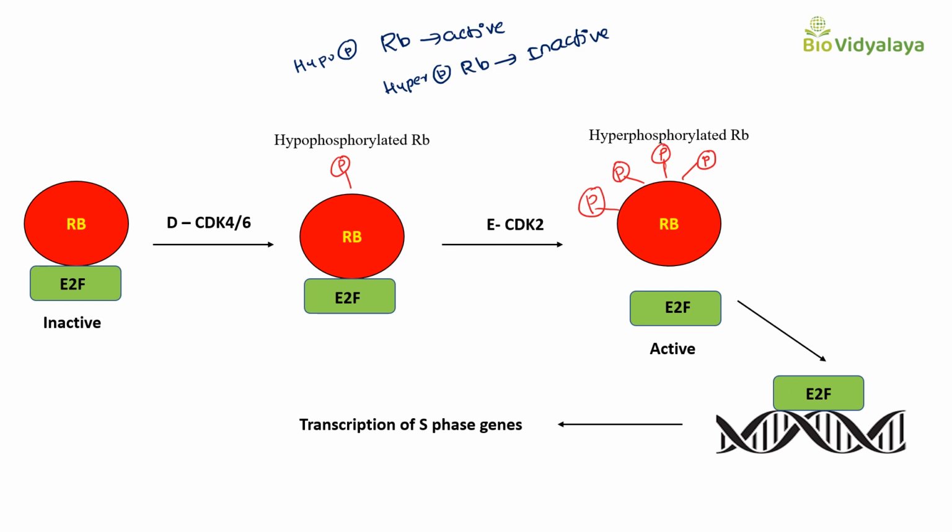But in the case of retinoblastoma cancer, this RB gene is mutated. That means expression of RB gene will not occur. If RB protein is absent, then E2F will always be free. So continuous transcription of S phase genes will occur. So there is no arrest in G1 checkpoint, and that will lead to retinoblastoma. Okay, I think this is clear for you.